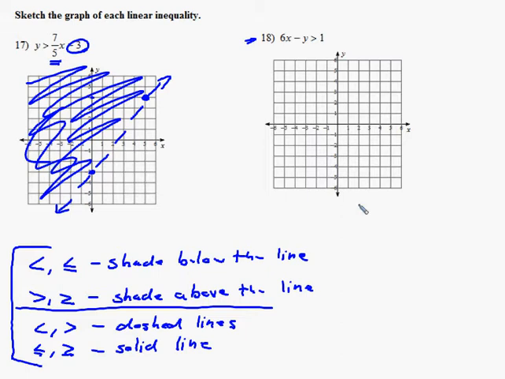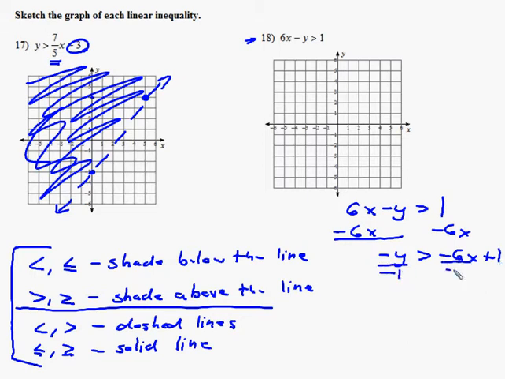The next one, we need to actually solve for y. So we would subtract 6x from both sides. Don't forget we have a negative here, so negative y is greater than negative 6x plus 1. We don't want negative y, we want a positive y. So we're going to divide both sides by -1. Dividing both sides by -1 is like dividing each term by -1 because of common denominators. We divided by a negative, so we must change the direction of the sign. This is positive 6x minus 1.